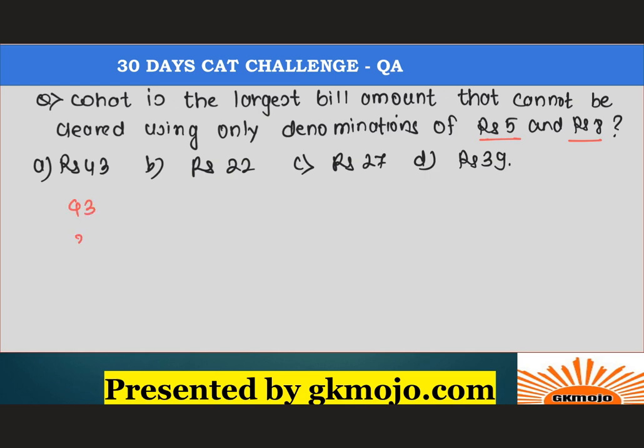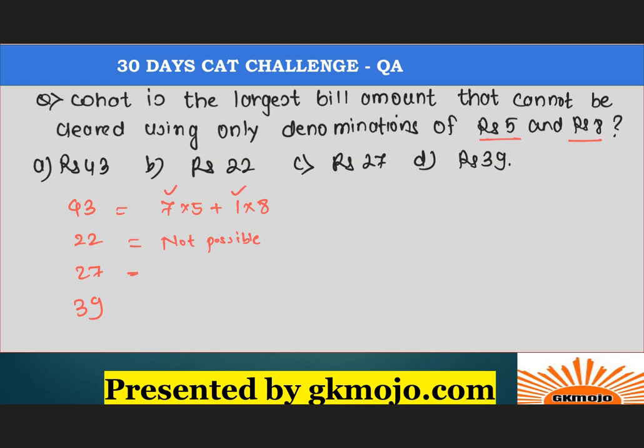So 43, 22, 27 and 39, right? Is 43 possible? So yes, it is possible. How is it possible? 7 5s plus 1 8, right? That is 7 notes of 5 rupees and one note of 8 rupees. It's 43. Is 22 possible? 22 is not possible, right? You try whatever ways you want to, it's not possible. So this is not possible. Is 27 possible? No, even 27 is not possible. Let's try it.